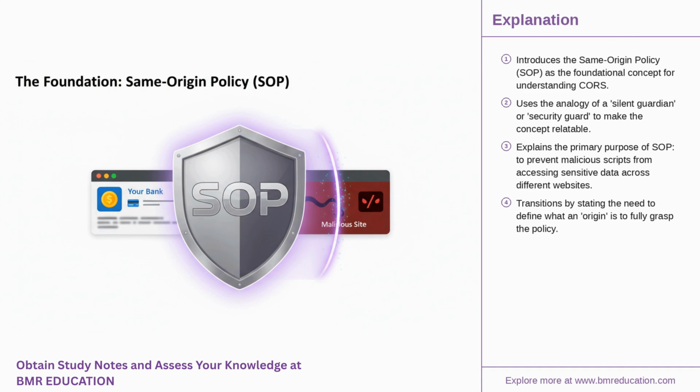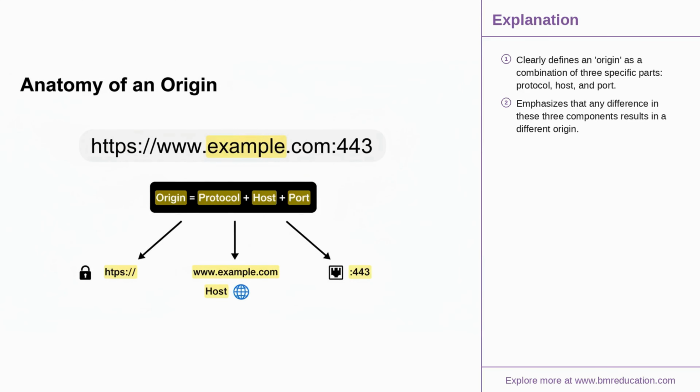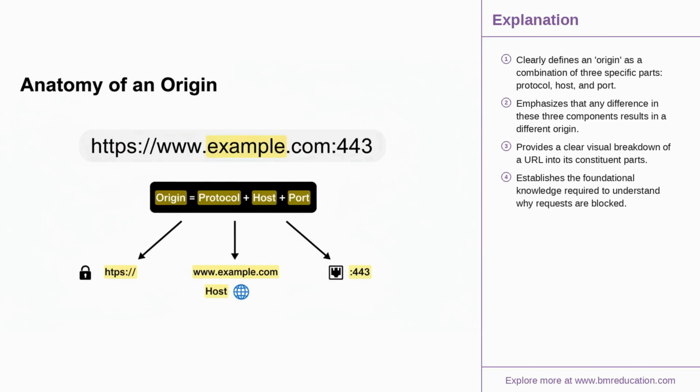To see why this guard is so important, let's define what it's protecting. So, what exactly does the Same Origin Policy consider an origin? It's not just the domain name. An origin is a precise combination of three distinct parts: the protocol, the host, and the port. If even one of these three components differs between two URLs, the browser considers them to be from different origins. This strictness is the key to its security. Let's break down these three components.